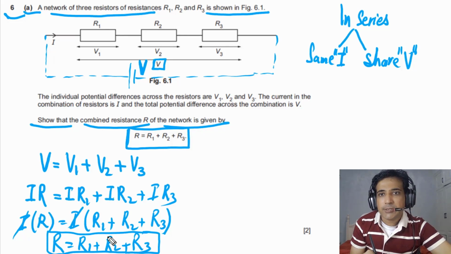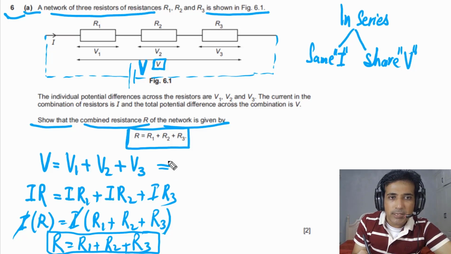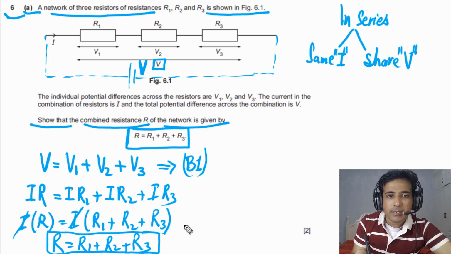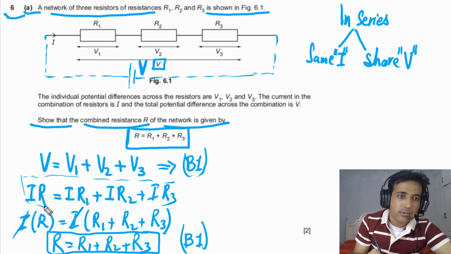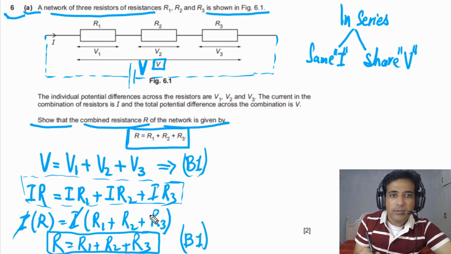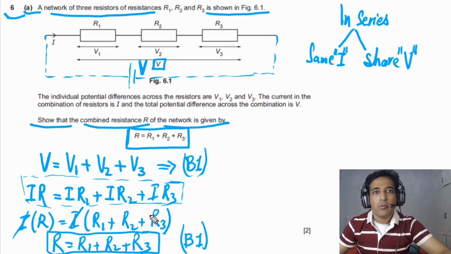This question has 2 marks. The first mark you will get if you have written V is equal to V1 plus V2 plus V3, and this is a B mark, meaning it has to be in your answer. And the last mark is also a B mark if you have got the right answer and also you have written this step. You will get the second B mark. This is how marks will be awarded for this question.